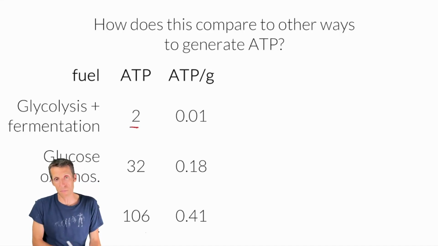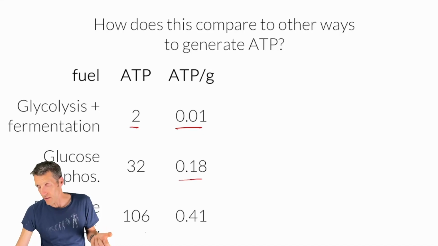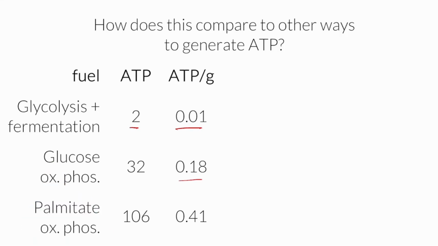Since we get 2 ATP out of glycolysis and fermentation, without oxygen, we get 0.01 moles of ATP per gram of stuff we burn. We get 0.18 moles of ATP per gram of glucose. So if we're doing oxidative phosphorylation on glucose, we get 0.18 moles of ATP per gram.